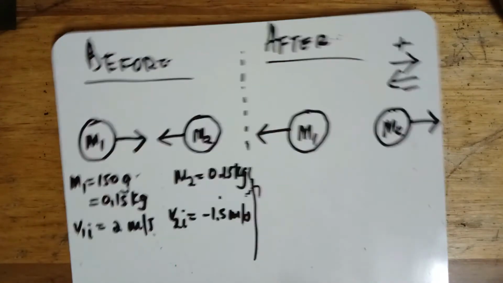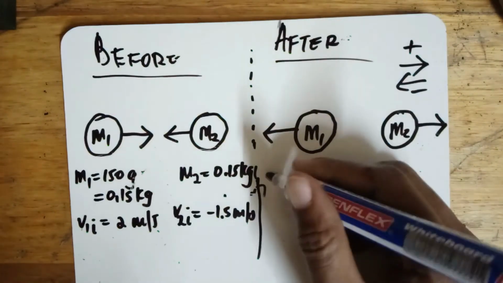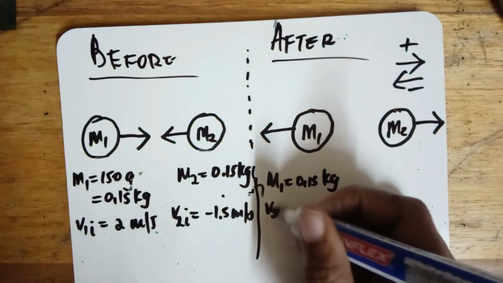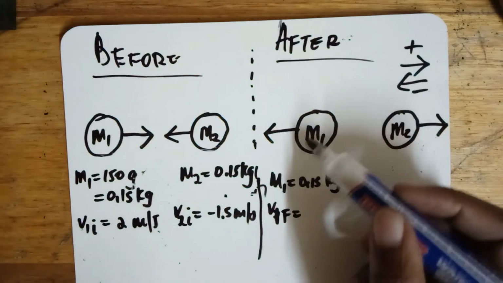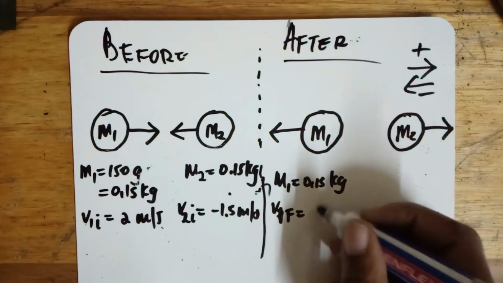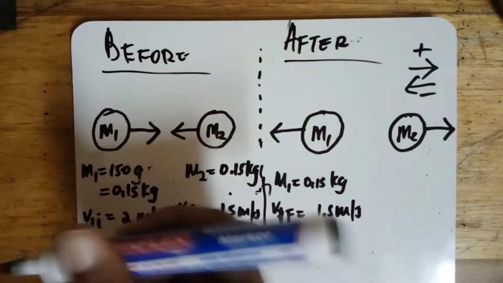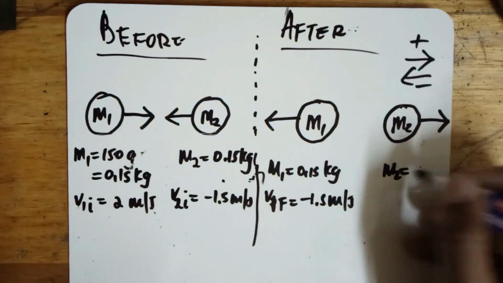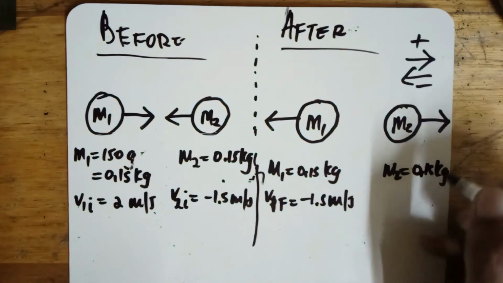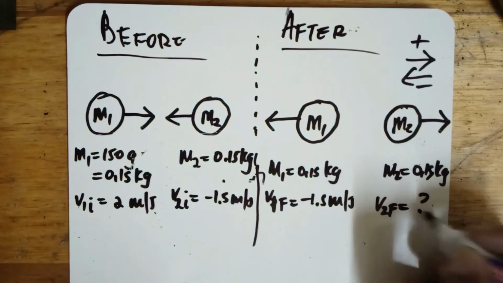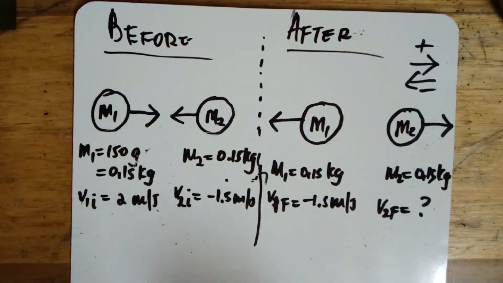Okay, cool. Then we can do the same thing on the other side. M1 is still 0.15 kg. V1F is the final velocity of this ball. After they collided, it's now moving in this direction. They say it's 1.5 meters per second, but because it's moving to the left, it must be negative. And then here, M2 is the same, 0.15 kg. And then V2F, we don't know. That is what we are looking for. Yes, that is the velocity we're looking for.